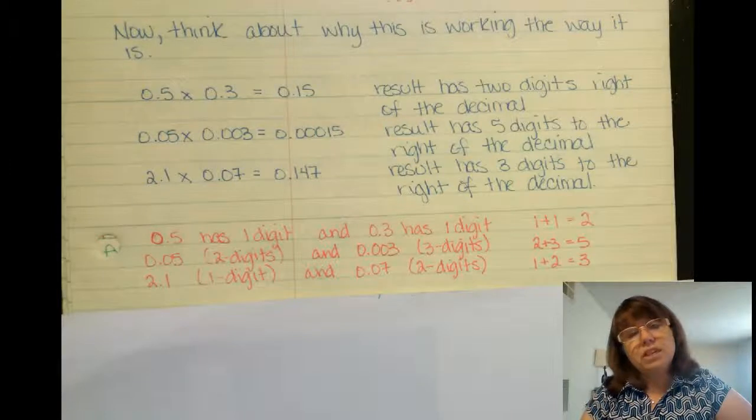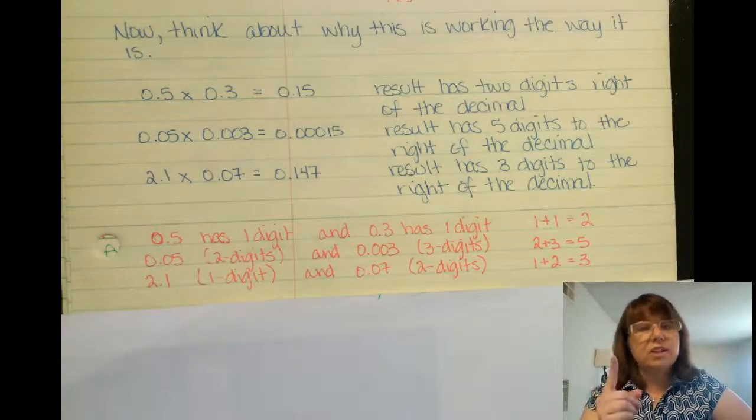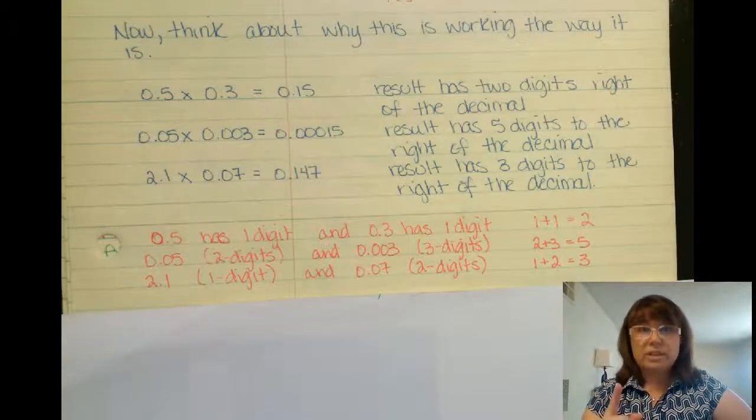But what does each number have? 0.5 has 1 digit to the right of the decimal, and 0.3 has 1 digit to the right of the decimal. 1 plus 1 is 2. The result has 2 decimal places to the right. 0.05 has 2 digits, and 0.003 has 3 digits. 2 plus 3 is 5. The result has 5 digits to the right of the decimal. 2.1 has 1 digit, and 0.07 has 2 digits. 1 plus 2 is 3, and the result has 3 decimal places to the right.